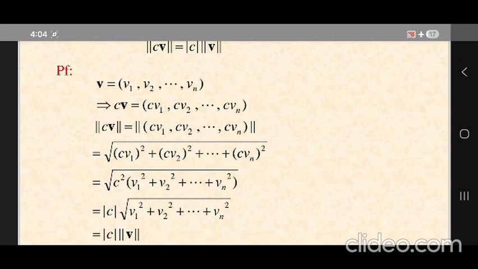By the norm definition, the norm of cv is the square root of (cv1)^2 + (cv2)^2 + ... + (cvn)^2. Here c^2 is a common factor, so take it outside: c^2 times (v1^2 + v2^2 + ... + vn^2). Then the square root of c^2 is the modulus of c, since c is a scalar that can be positive or negative. So the norm of cv equals the modulus of c times the square root of v1^2 + v2^2 + ... + vn^2, which is the norm of v. Thus the norm of cv equals modulus c times norm v.